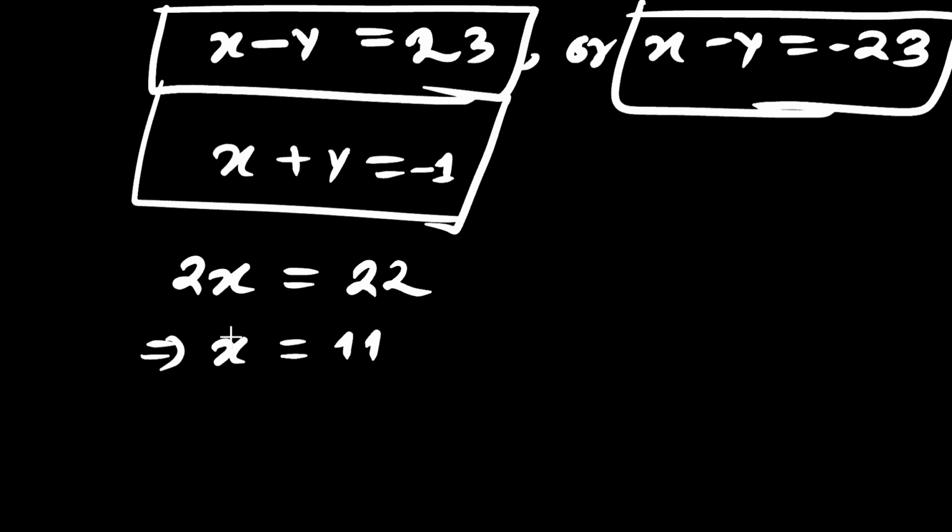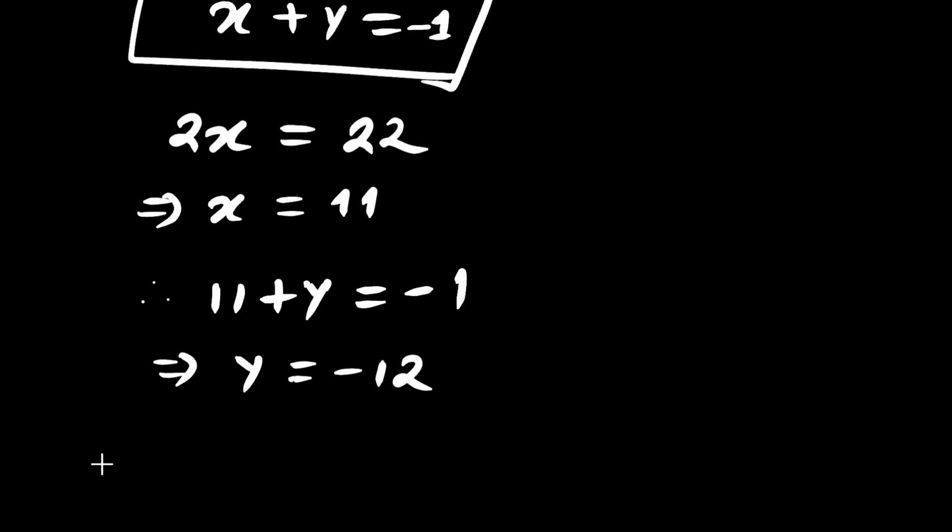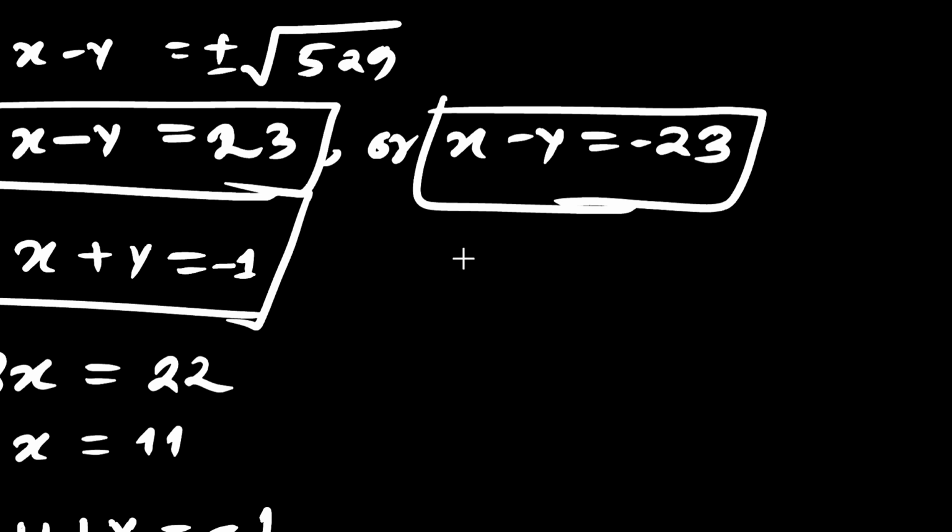Now substitute x equals 11 into x plus y equals -1. That gives 11 plus y equals -1, so y equals -12. Our first solution is x equals 11 and y equals negative 12. Now, let's solve the second case.